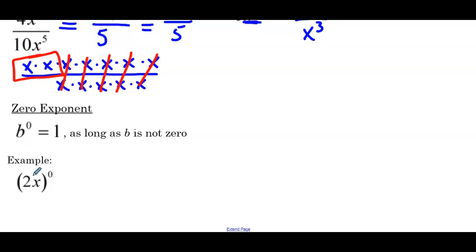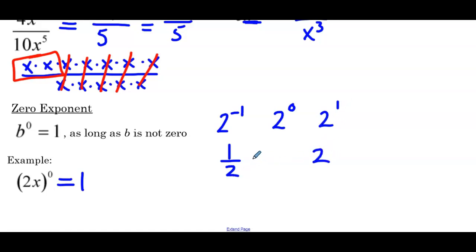Okay, so our example, 2x raised to the 0 is going to be equal to 1. And there's a couple of different ways that we can figure this out, okay, why it wouldn't be 0. One of the ways that I like, let's think of it this way. So if I have 2 to the negative first, 2 to the 0, 2 to the first, right? So 3 kind of consecutive powers of 2. Well, negative exponents say that 2 to the negative first is 1/2, and 2 to the first is 2.